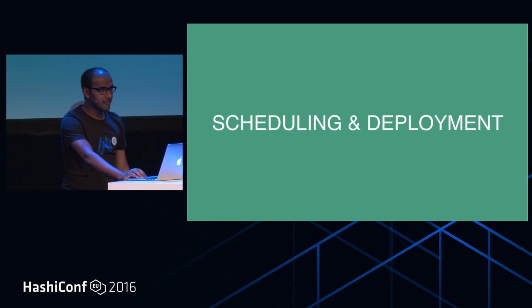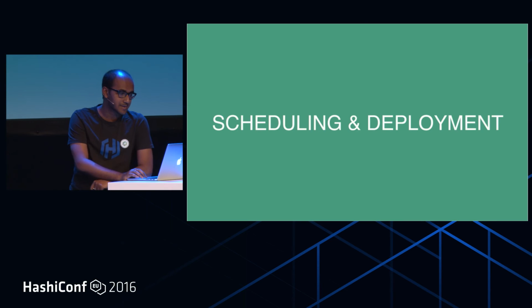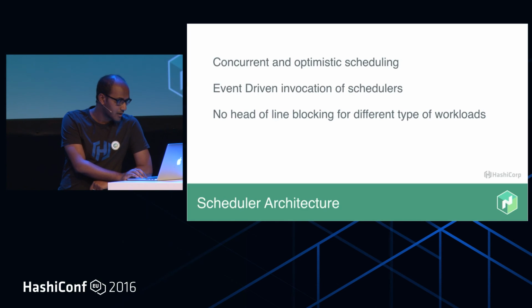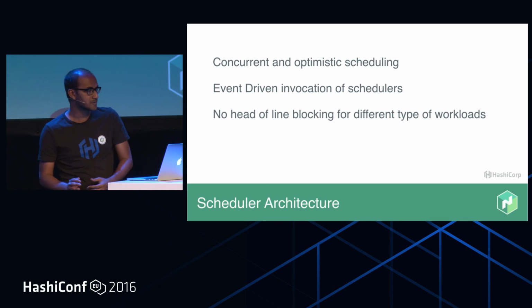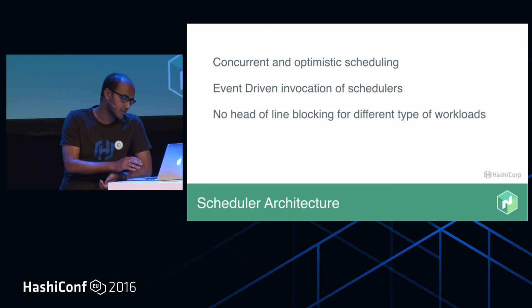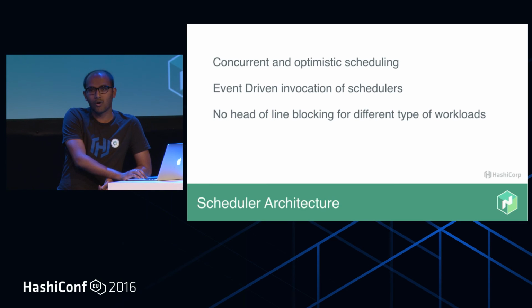I was saying that we have a solid scheduler, and it makes things really fast. So I'm going to talk a little bit about that. The scheduler in Nomad is concurrent, and it does optimistic scheduling versus the pessimistic scheduling in most other schedulers today. It's completely event-driven. There is no head-of-line blocking in Nomad. What it means is that if you have a lot of one type of job, like a lot of batch jobs, a few service jobs are still going to get as much scheduling time as they need, and they are not going to starve because there are more batch jobs.